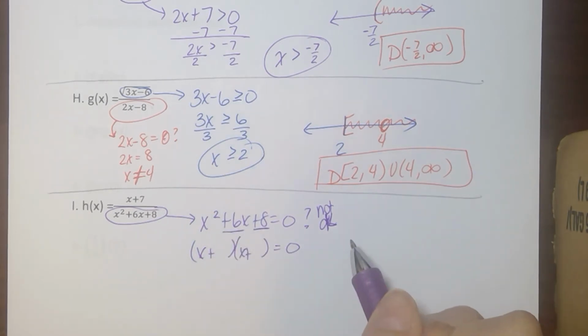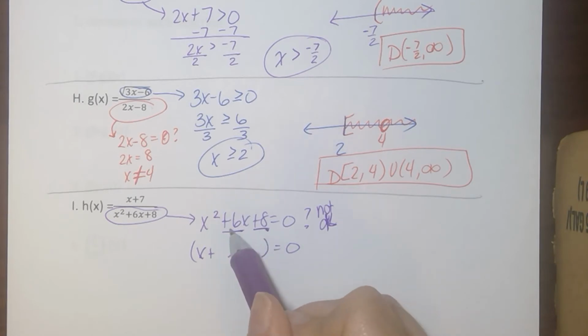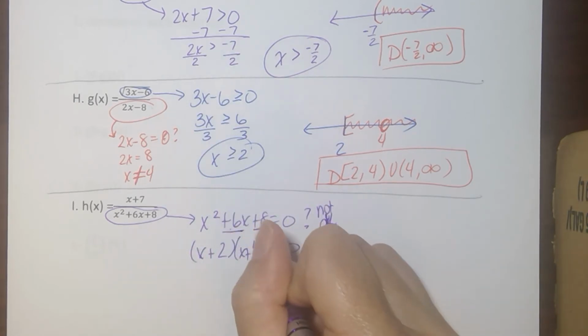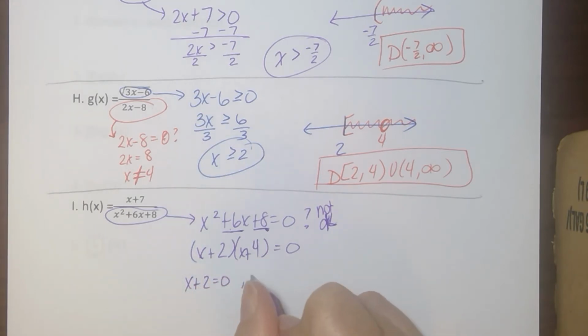I see that from the middle term: factors of 8 that add to give me 6. Well, 8 could be 8 times 1, or 4 times 2. 4 plus 2 is 6, so I'm going to use that. So I get 2 factors that I need to set equal to 0.